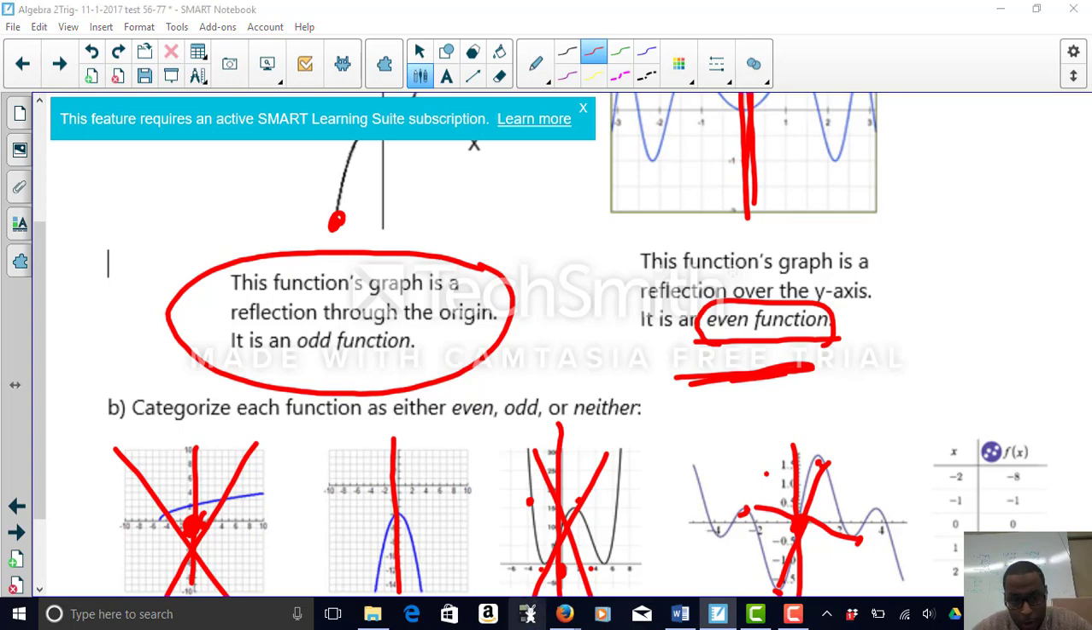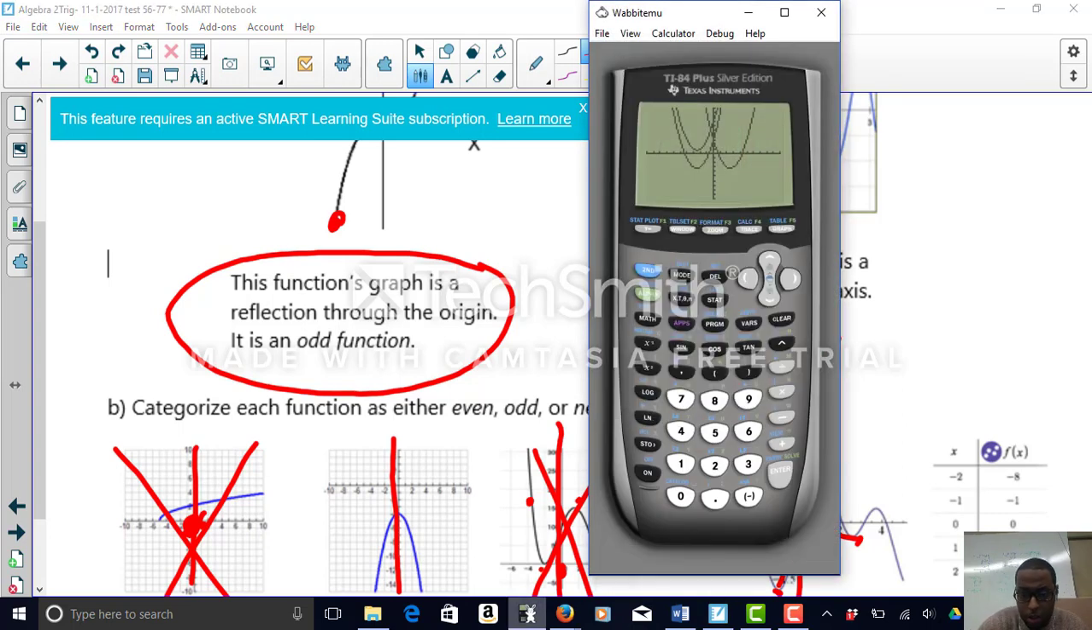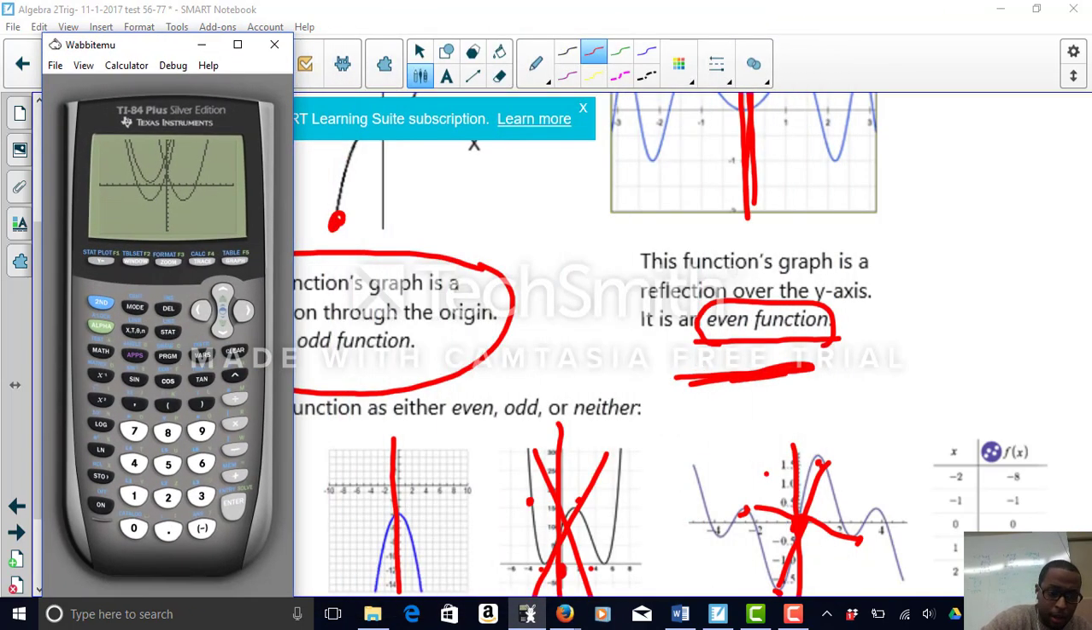Okay? You can actually create this function. So on the screen, I have my calculator. I'm going to press stat. I'm going to press edit. And I'm going to type these numbers in.